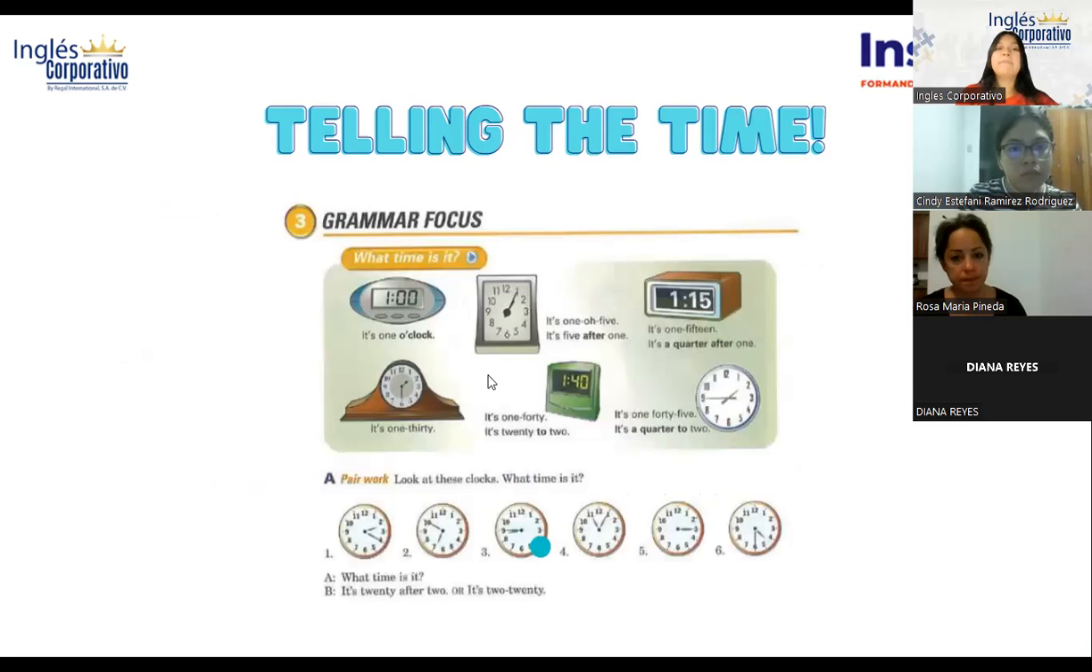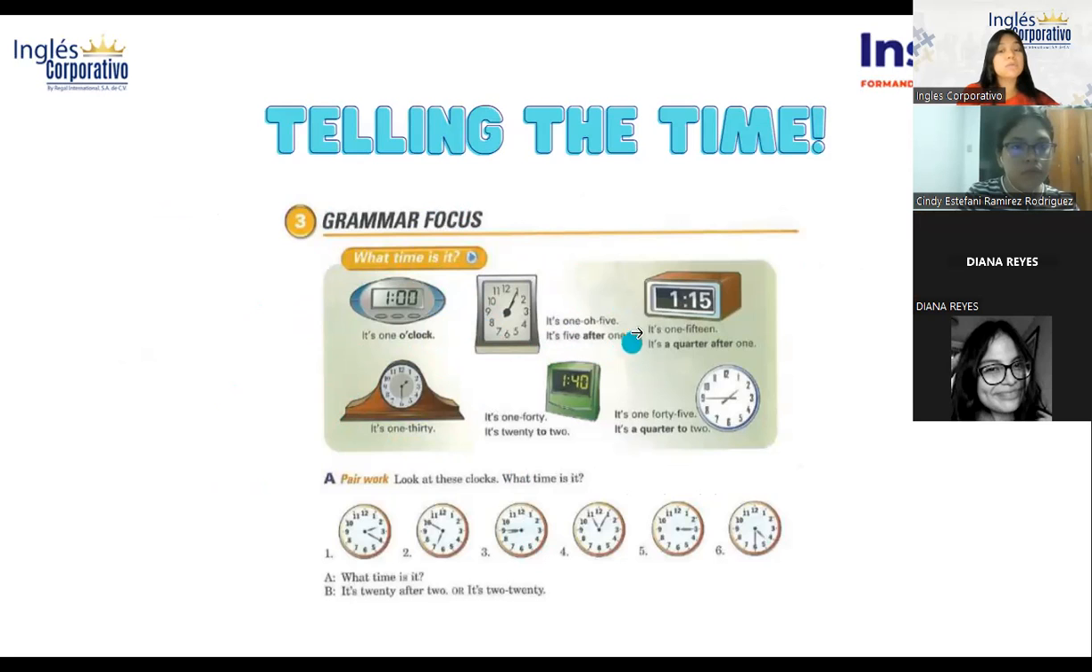Ok. Vámonos al libro nuevamente. Ok. So, what time is it? ¿Qué hora es aquí? What time is it? It's 1 o'clock. What time is it? It's 1:30. What time is it? It's 1:05 or it's 5 after 1. Excellent. What time is it? It's 1:15. Or it's a quarter after one.